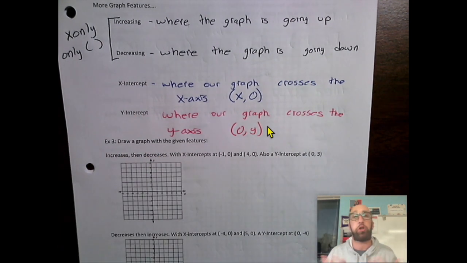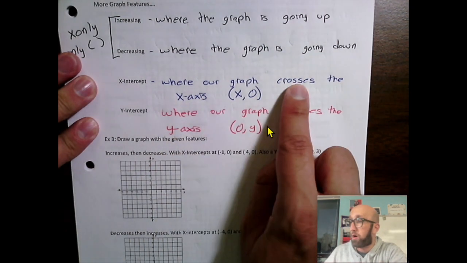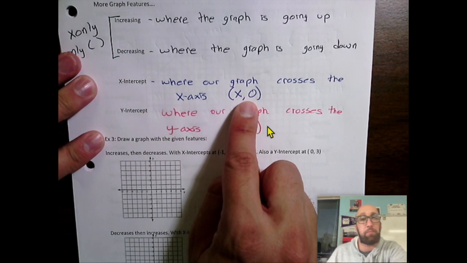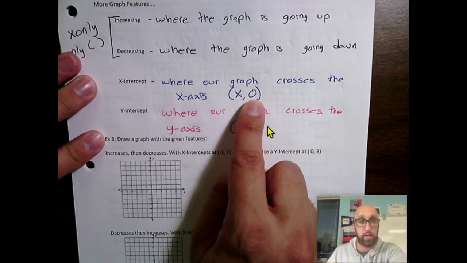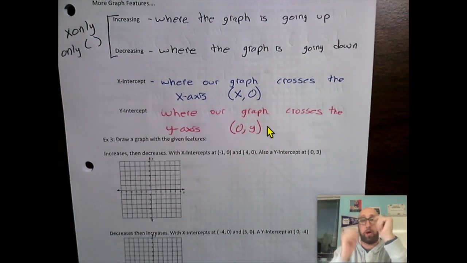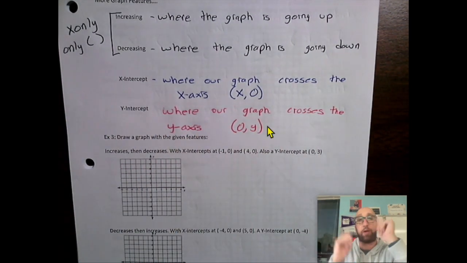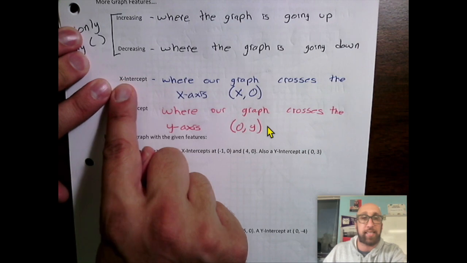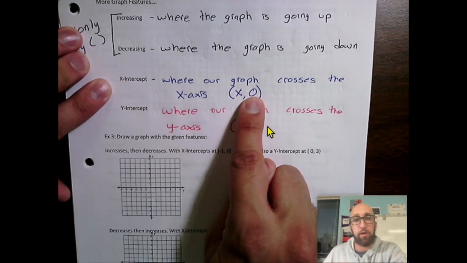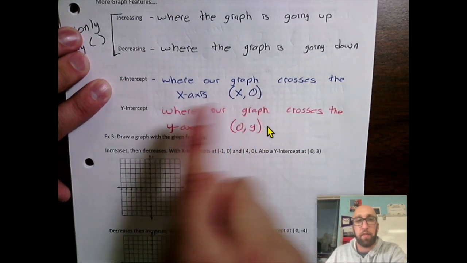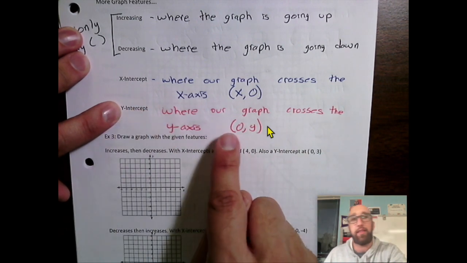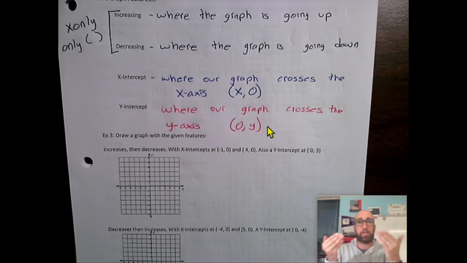X-intercepts and y-intercepts we should be very, very, very familiar with. X-intercept is where our graph crosses the x-axis. I list my x-intercepts as a full coordinate, 2 numbers, okay? The y-intercept is where our graph crosses the y-axis. Again, I write that as a full coordinate. There is a trick to these things. They work in opposites. If you're finding an x-intercept, the y value is always, always 0. If you're finding a y-intercept, the x value is always 0.